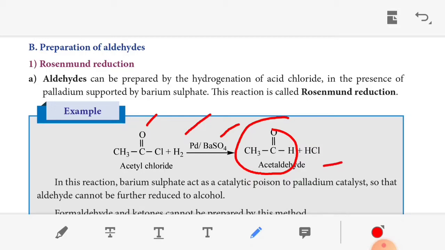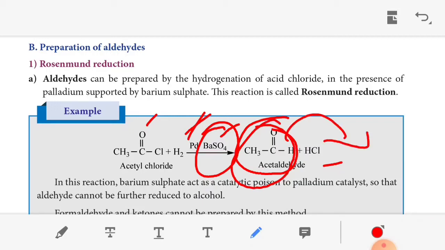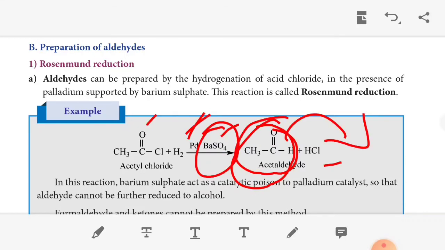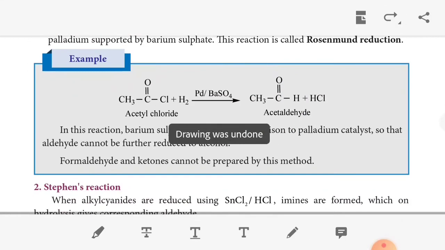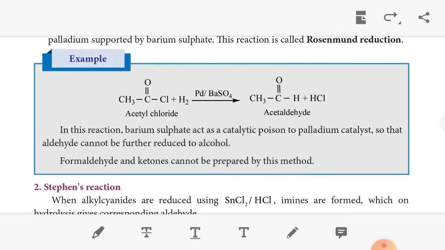In this reaction, barium sulfate acts as a catalytic poison. You know the meaning of catalytic poison, we already discussed it in the surface chemistry lesson. Barium sulfate acts as a catalytic poison to the palladium catalyst, so that the aldehyde cannot be further reduced to alcohol. This is the nature of the catalytic poison. Formaldehyde and ketone cannot be prepared by this method. This method is called the Rosenmund reaction. This is a very important naming reaction.